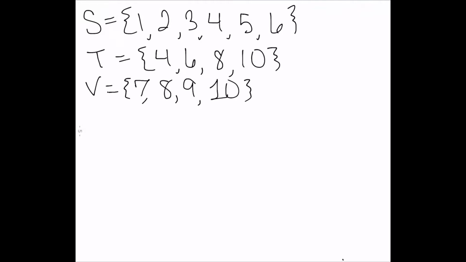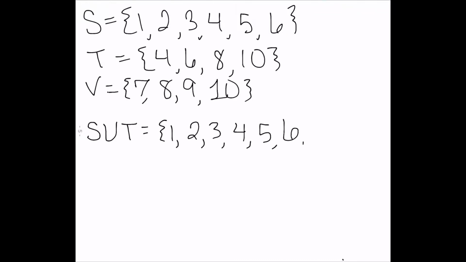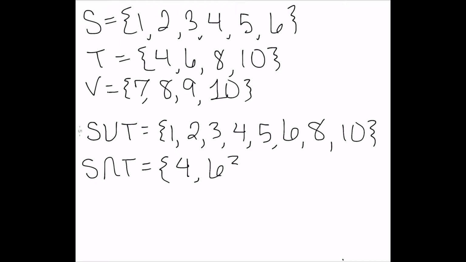Here I have 3 sets, S, T, and V. If I want to find the union of S and T, I'm going to take everything in S: 1, 2, 3, 4, 5, 6, and then I'm going to include T. I've already written down 4 and 6. The only thing new to add would be 8 and 10. If I wanted to do their intersection, it's only the things they share. They both have a 4 and they both have a 6, and that's it.